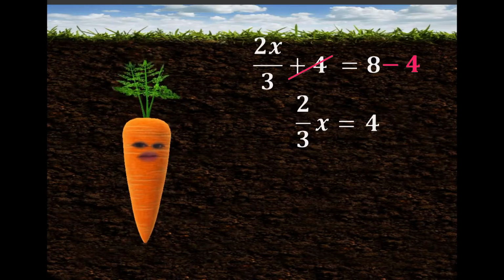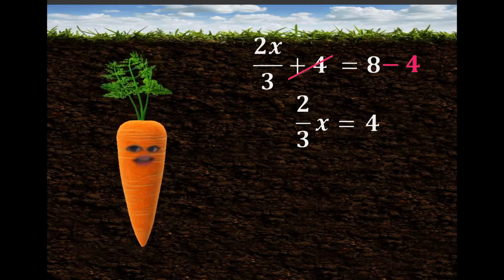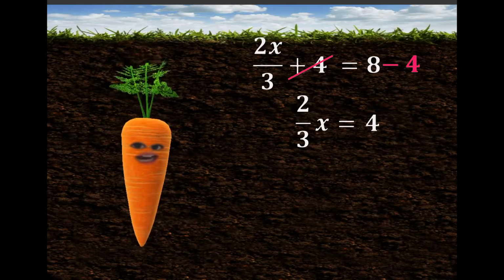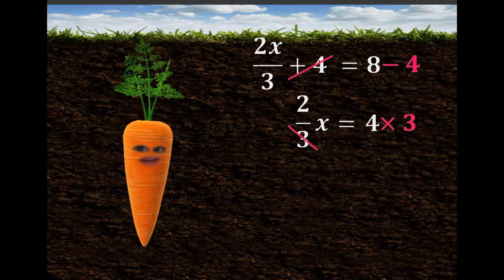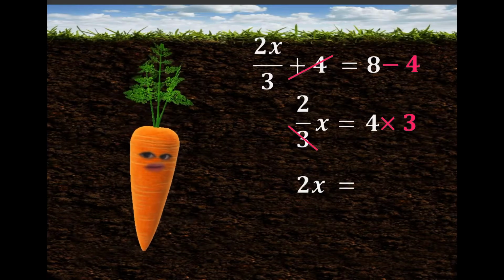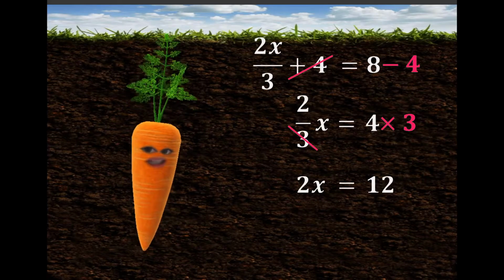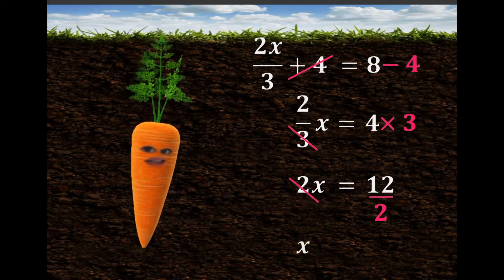Now, we can do this in 2 steps. So 2 over 3, it doesn't matter which one you get rid of first because division and multiplication are in the same order in this case. So we're going to multiply both sides by 3. So now we have 2x equals 4 times 3, which is 12. Now we're going to get rid of the 2 by dividing. So now we have x equals 6.